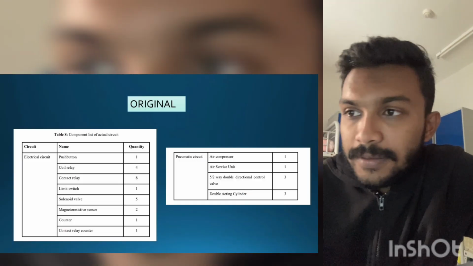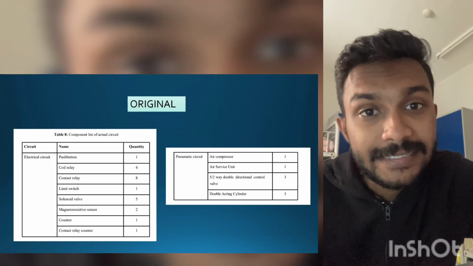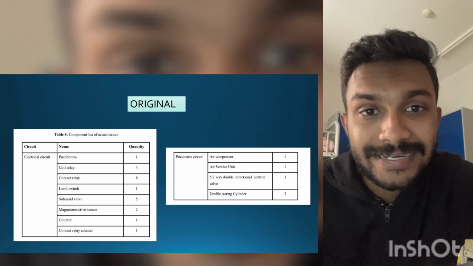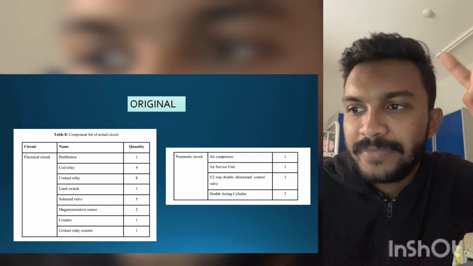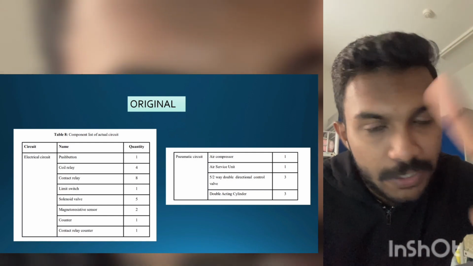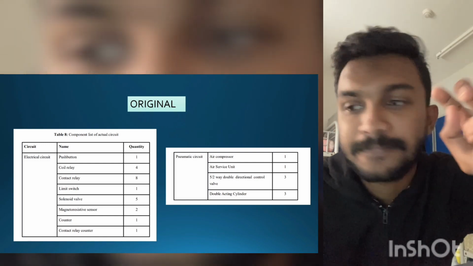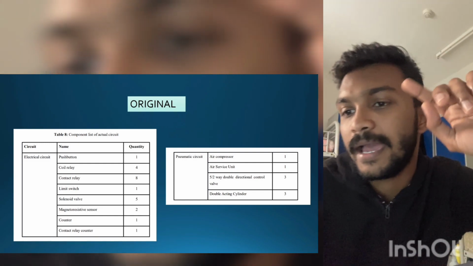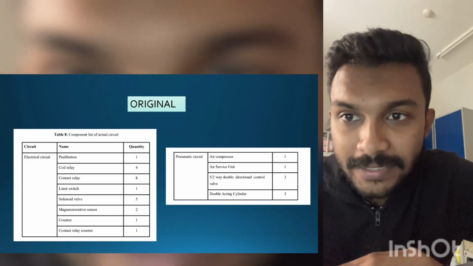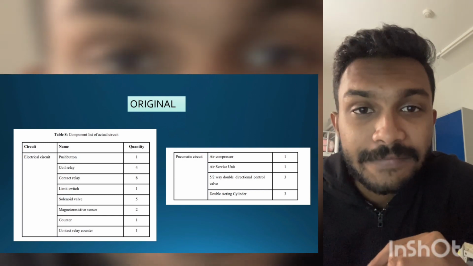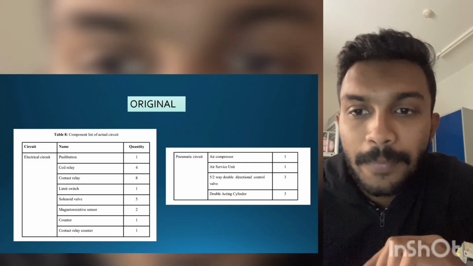Okay, in this slide I've placed the component list used in the original circuit. So what are the components used in the electrical circuit and also the pneumatic circuit? First of all, electrical circuit: I've used 1 push button, 4 coil relay, 8 contact relay, 1 limit switch, 5 solenoid valve, 2 magneto-resistivity sensor, 1 counter, and 1 counter contact relay. Okay, in the pneumatic circuit: 1 air compressor, 1 air service unit, 3 5/2-way double directional control valve, and 3 double acting cylinder.